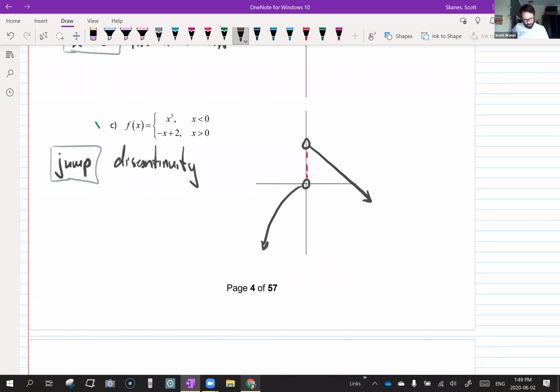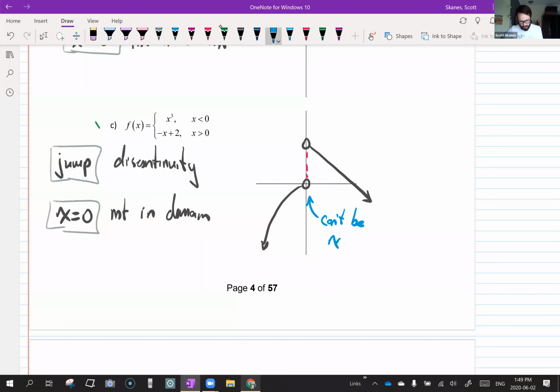Two looks okay. I mean, 2 would be over here, so there's definitely a y value. So it's not that. Yeah, I think you caught yourself, Ahmed. It's x equals 0 that is not in the domain. Because when we look at x equals 0, it can't be x equals 0 because these are two empty holes.